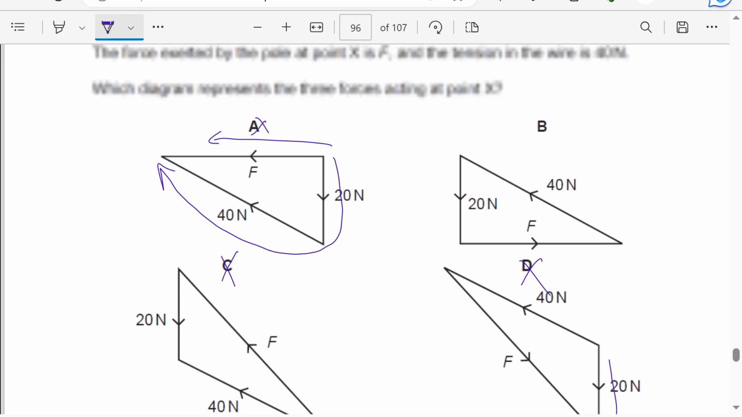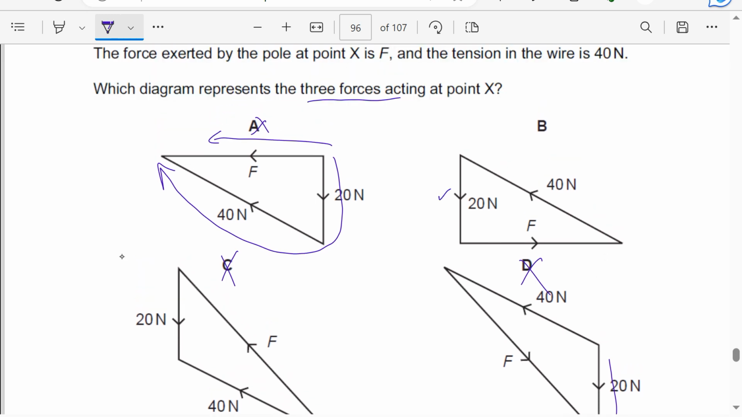Let's check B. The weight downwards, the force from the wall to the right, the tension in that direction, and this is forming a closed triangle, which is anti-clockwise. So the answer is going to be B.